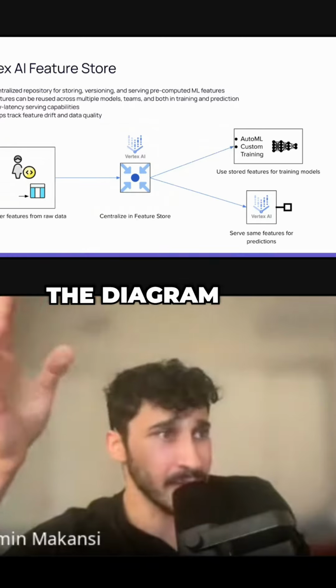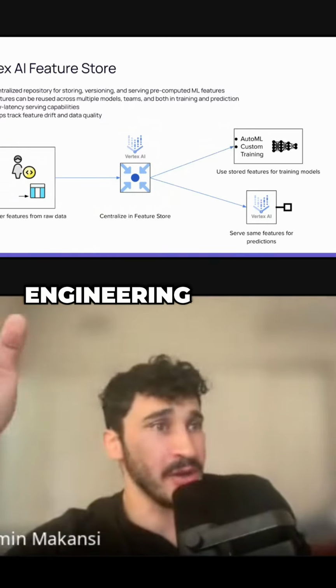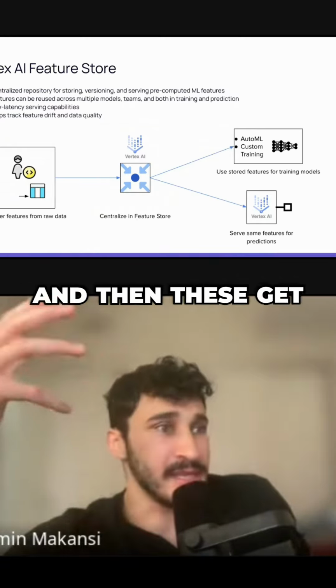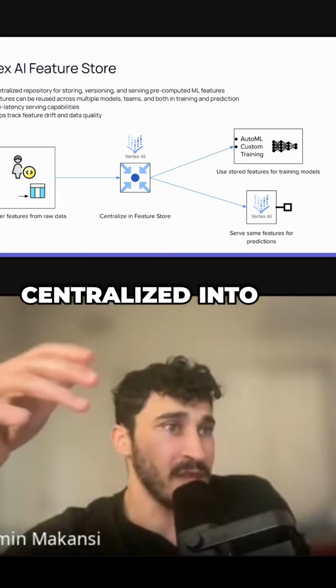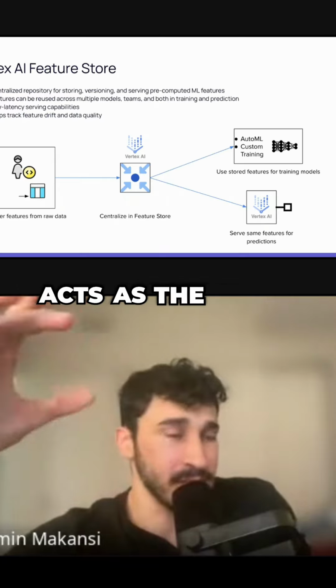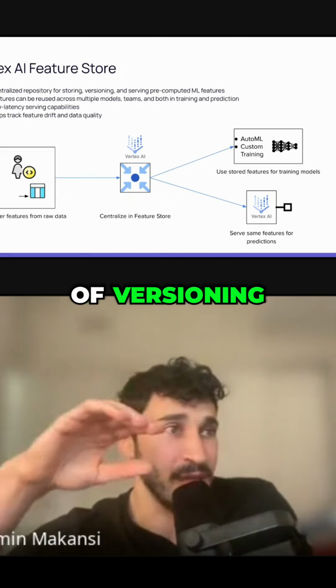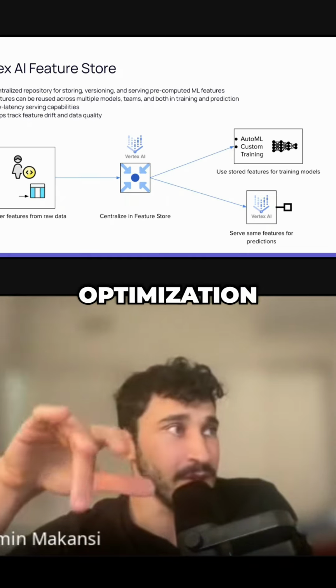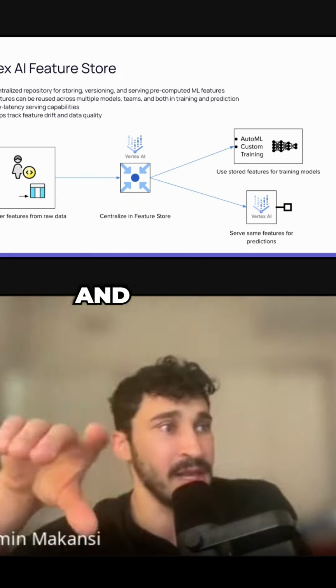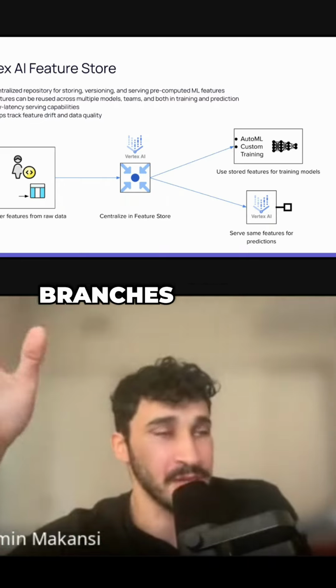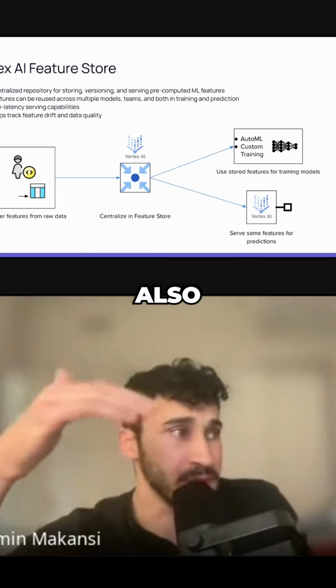You can see on the diagram here, you have your feature engineering process, and then these get centralized into the Vertex AI feature store that acts as a single source of truth. The feature store handles all the complexity of versioning and storage optimization for use with your actual models, and then the workflow branches off into model training and also serving predictions.